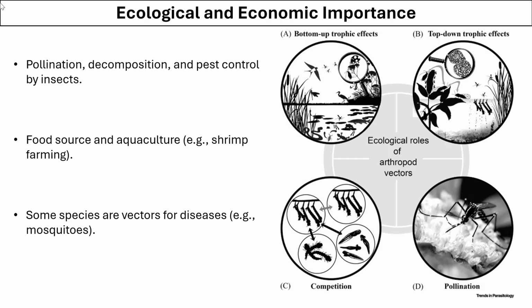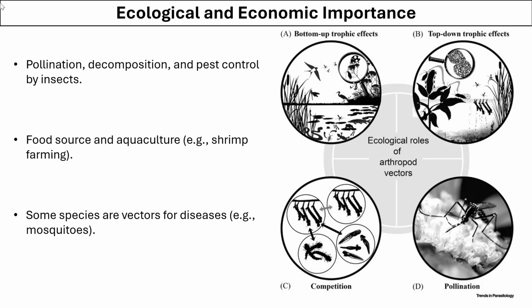They are also an important source of food in many countries, and they are also used for aquaculture because you can raise these animals which live in water, and they can be used as a food source. For example, you have seen people eat shrimp, lobsters, and crabs as seafood.